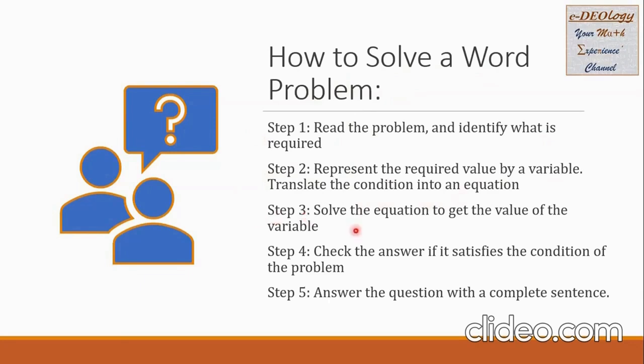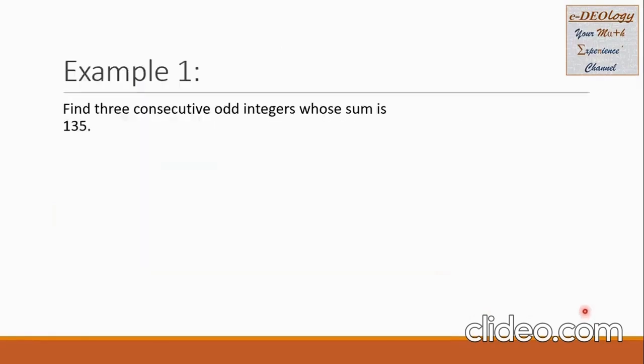Step 3, solve the equation to get the value of the variable. Step 4, check the answer if it satisfies the condition of the problem. Step 5, answer the question with a complete sentence. Let's have example 1. Find 3 consecutive odd integers whose sum is 135.